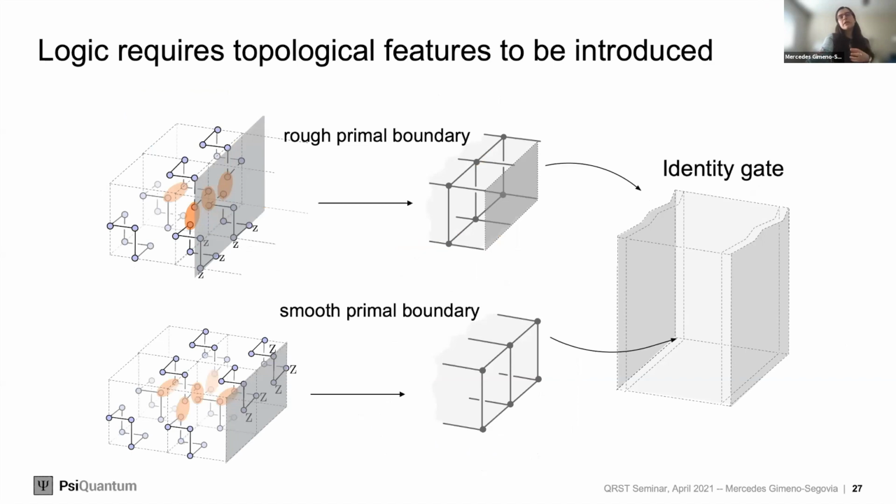So logic really requires us to look at the macroscopic features, the topological features of the graph that we are building. For example, here I have a very simple example whereby creating some specific graph and smooth boundaries, we can create an identity gate. Now, I don't have time to go into the details of this, but there's a paper coming out from our group which describes this in a lot more detail.